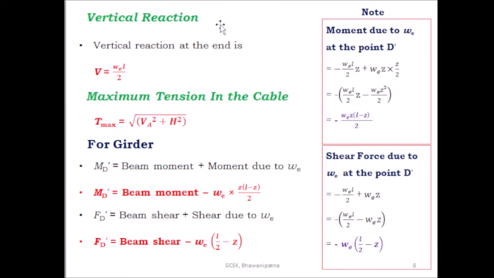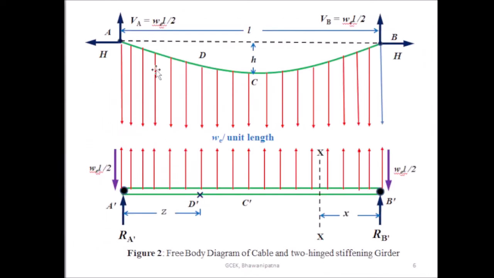Then the vertical reaction at the end is V. So V is equal to WE L by 2. What is the equivalent uniform distributed load present on the cable? This load WE into the total length of the span, WE into L, divided by 2. So that is the vertical reaction at both ends: VA is equal to VB is equal to WE L by 2.